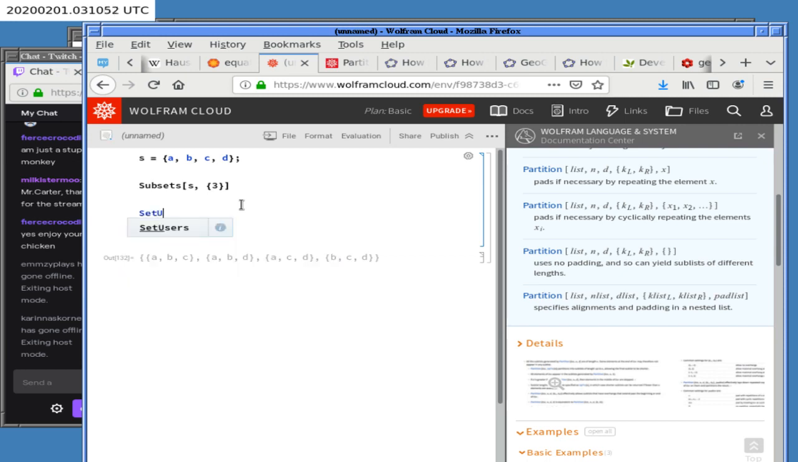Union. Okay, so there's union. I thought there was a difference. Is there a subtract? Okay, we need to look at subsets here to say, for basically what we want is... I wonder, hang on one sec, can I do this? Minus ACD?